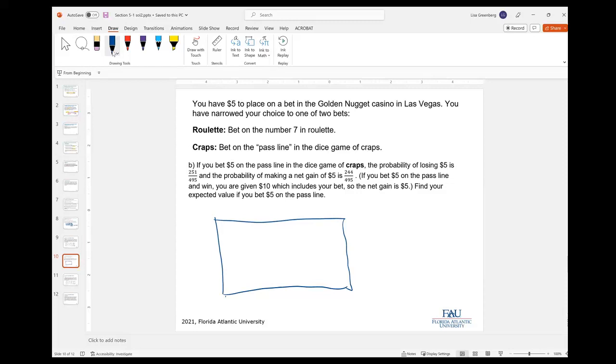So I have lose, win. I have my X. I have my P of X. And I have my X times P of X, right? Okay, so if I bet $5 on the pass line in the dice game of craps, the probability of losing $5, so I'm going to lose $5, is 251 over 495.